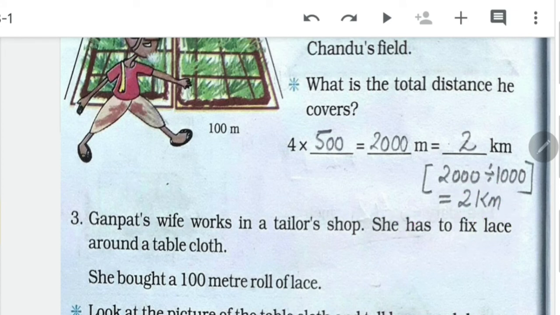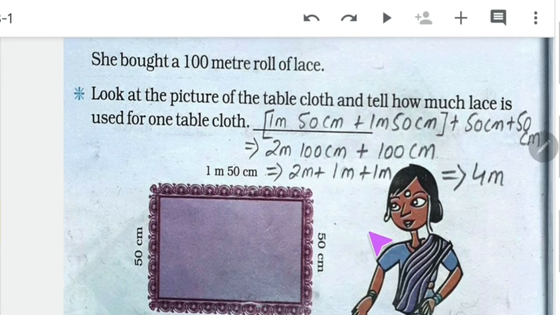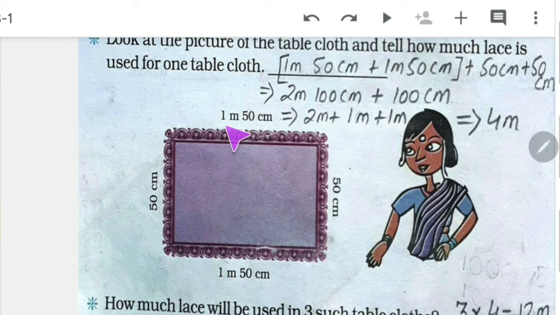Okay. Now the next question is, Ganpat's wife works in a tailor shop. She has to fit lace around a tablecloth. She bought a 100-meter roll of lace. Now look at the picture of the tablecloth and tell how much lace is used for one tablecloth. So you can see here, this is the picture of the tablecloth. It has 1 meter 50 centimeter length and it is 50 centimeter wide.